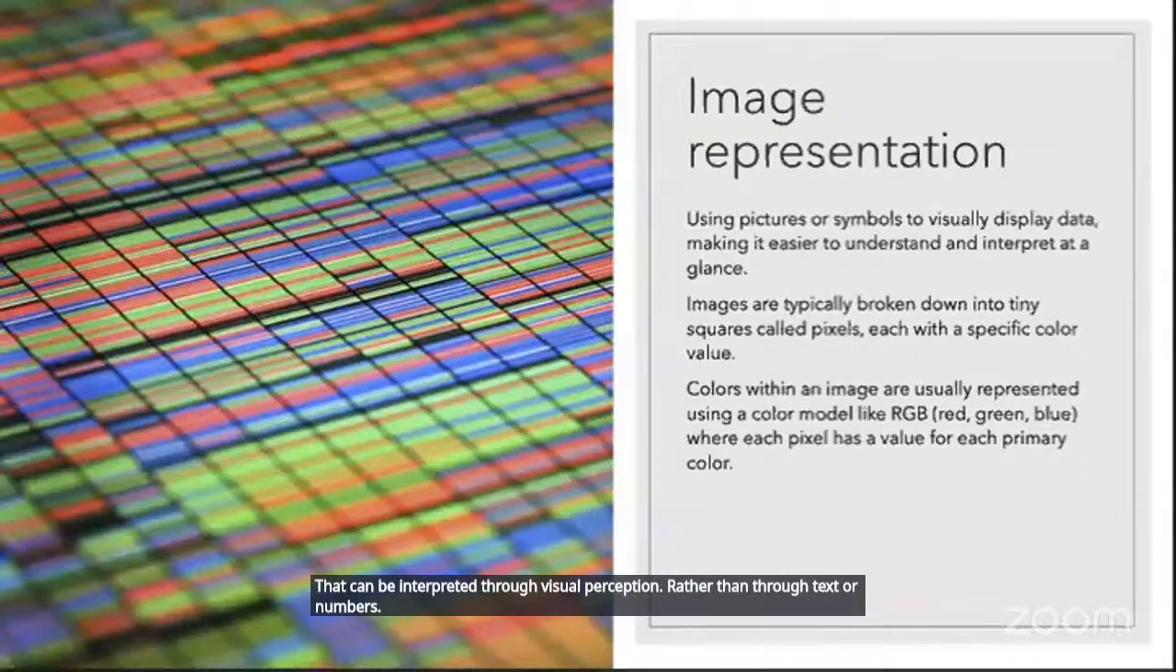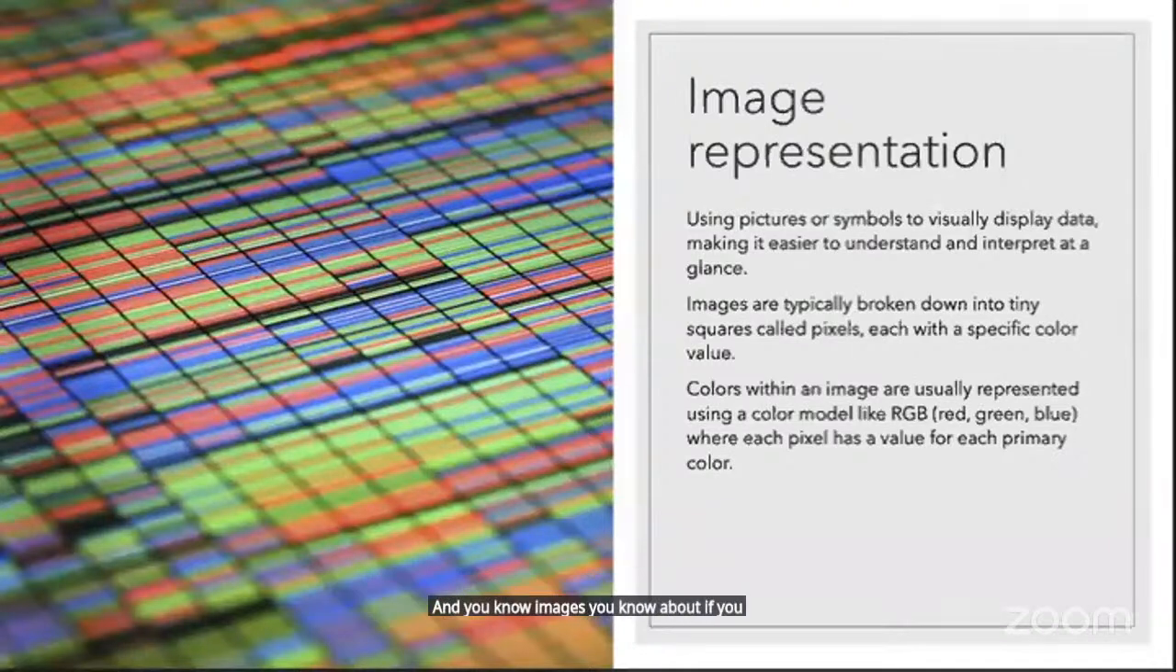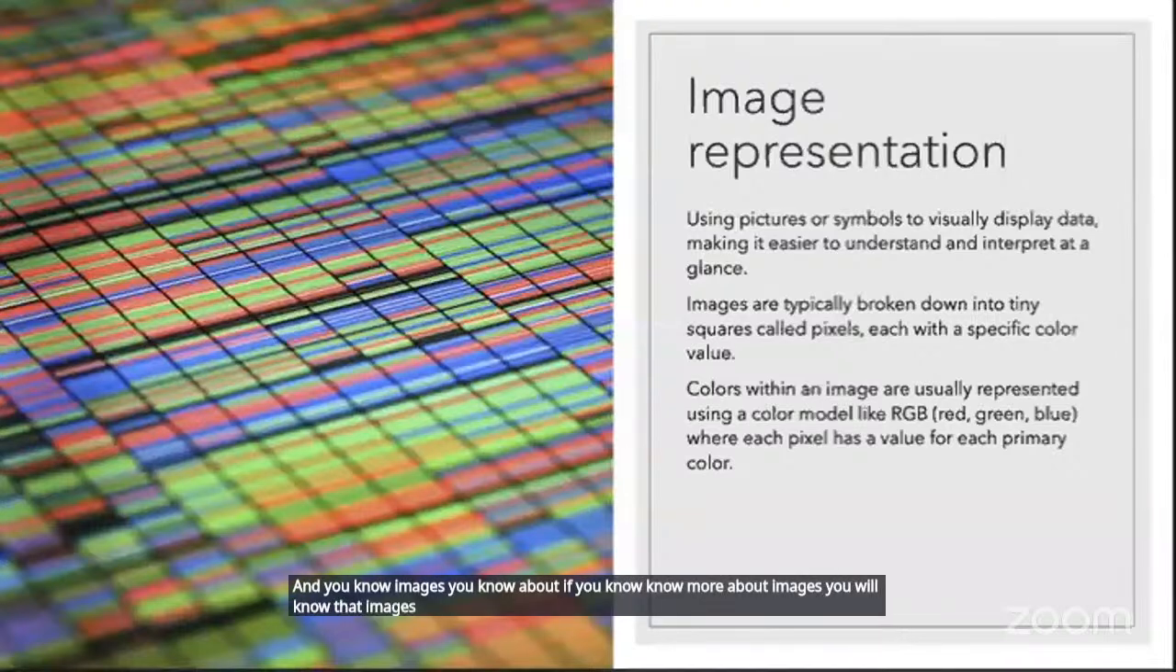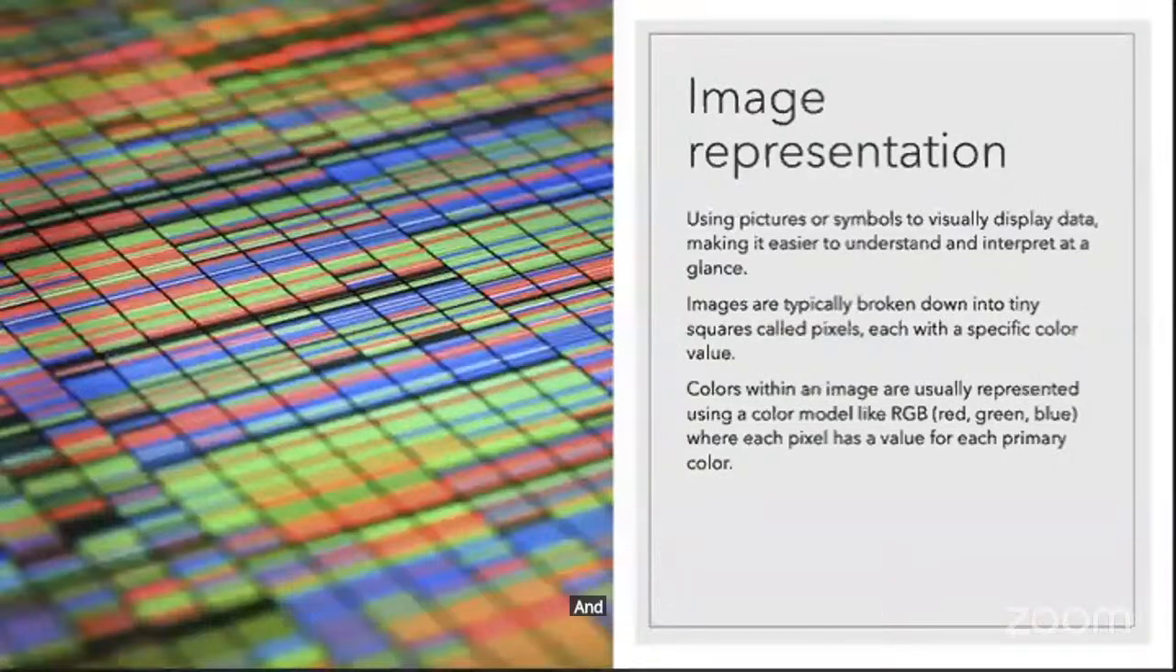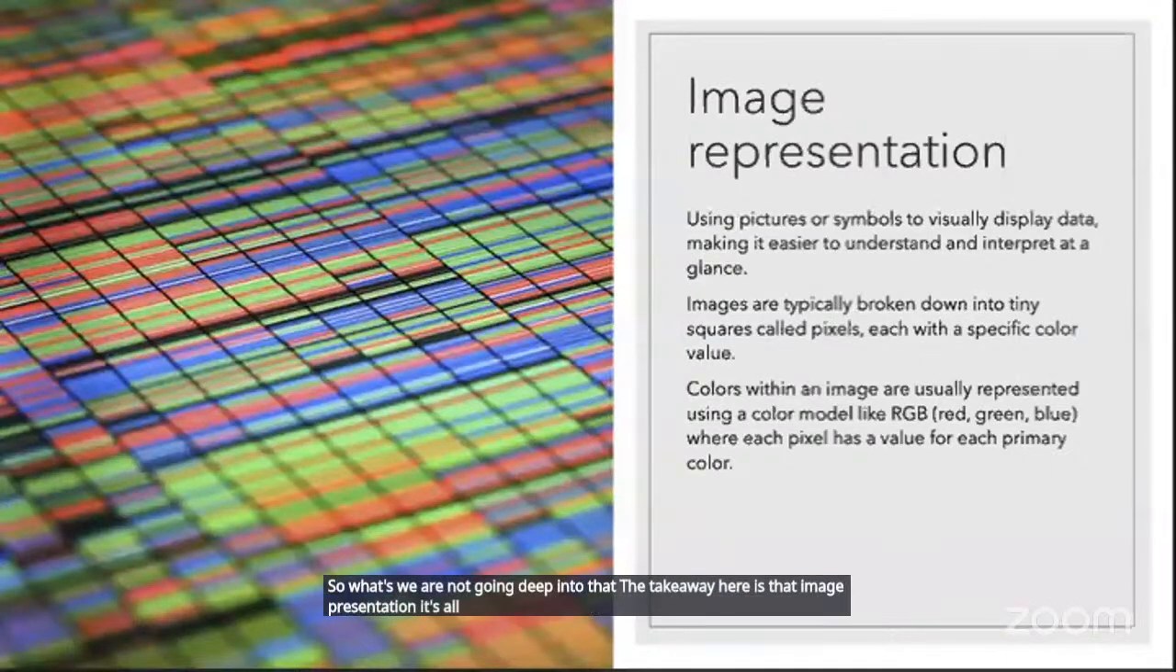And images, if you know more about images, you will know that images are broken down into pixels. And each pixel has its own particular color value. But we are not going deep into that. The takeaway here is that image representation is all about expressing your data, your concepts, your ideas using what? Visual elements, such as graphics, diagrams, pictures, and any other visual media you can talk of.